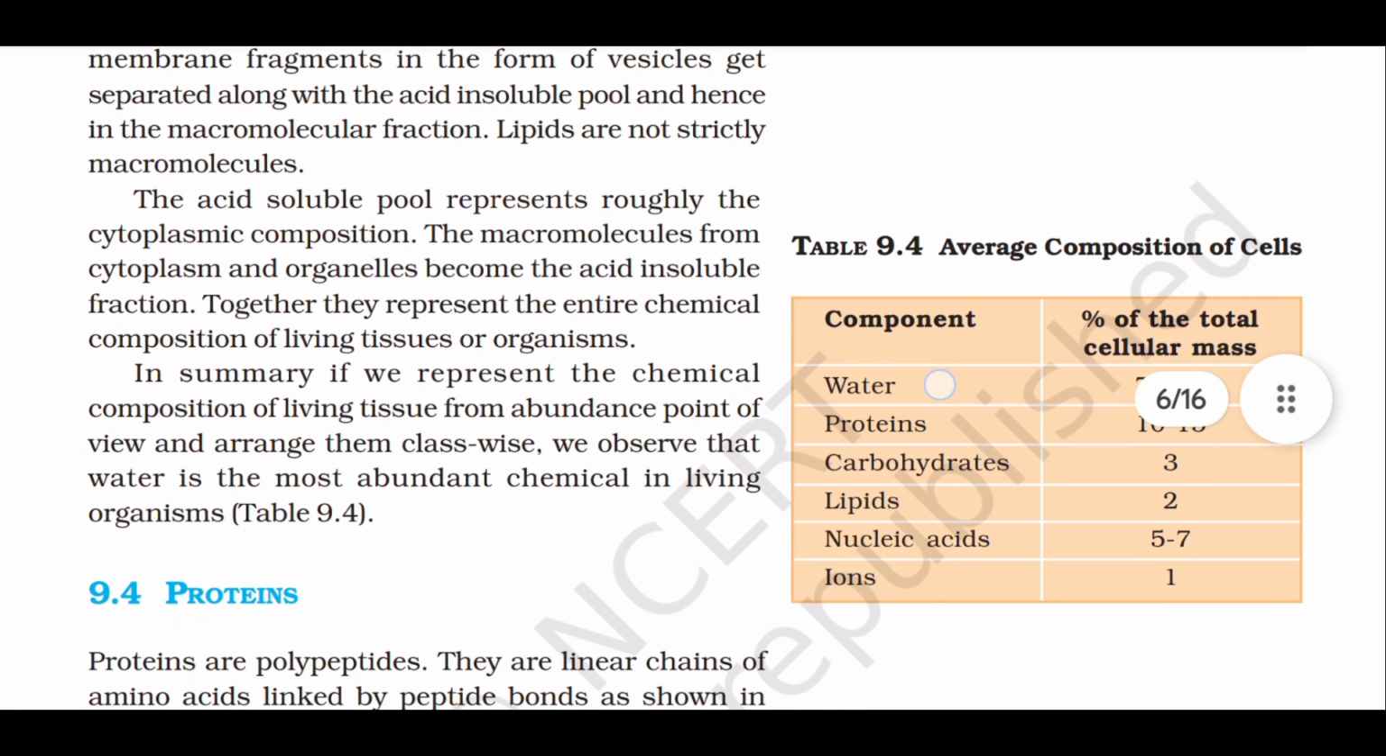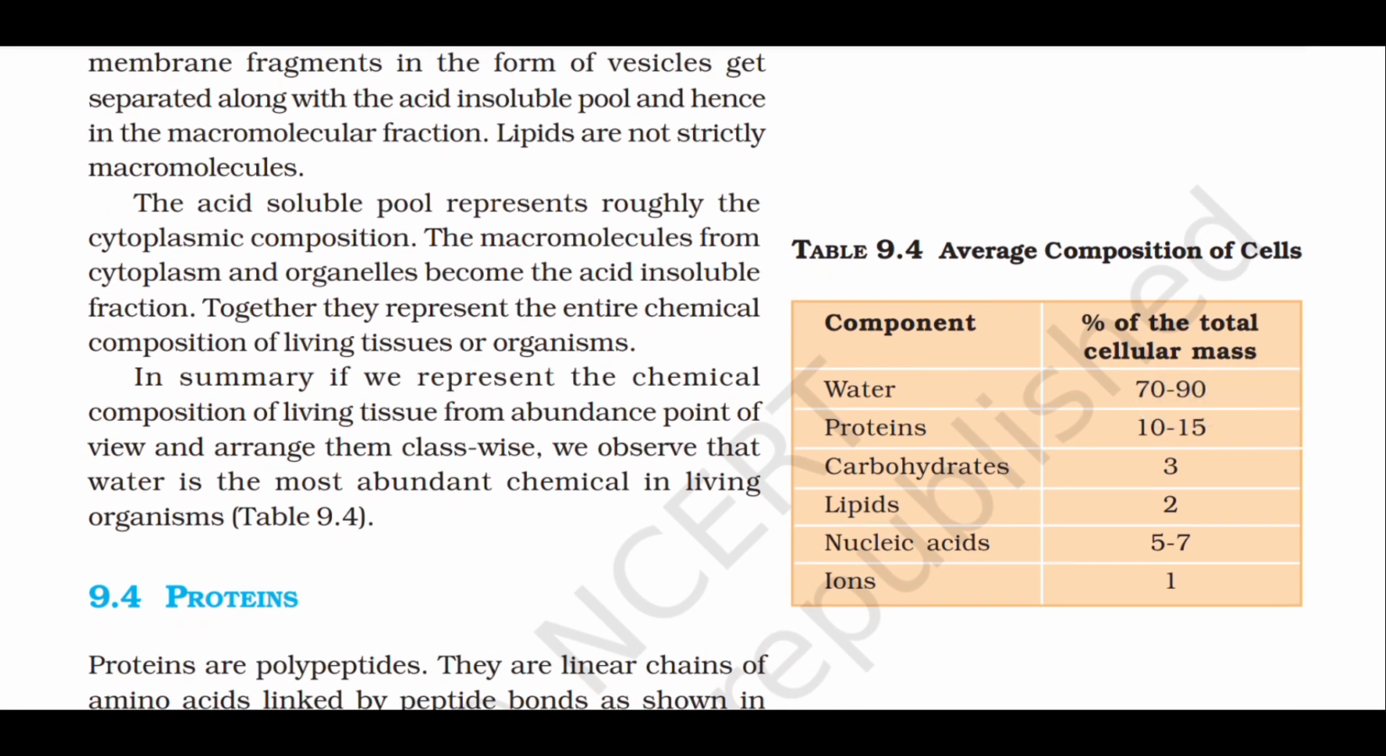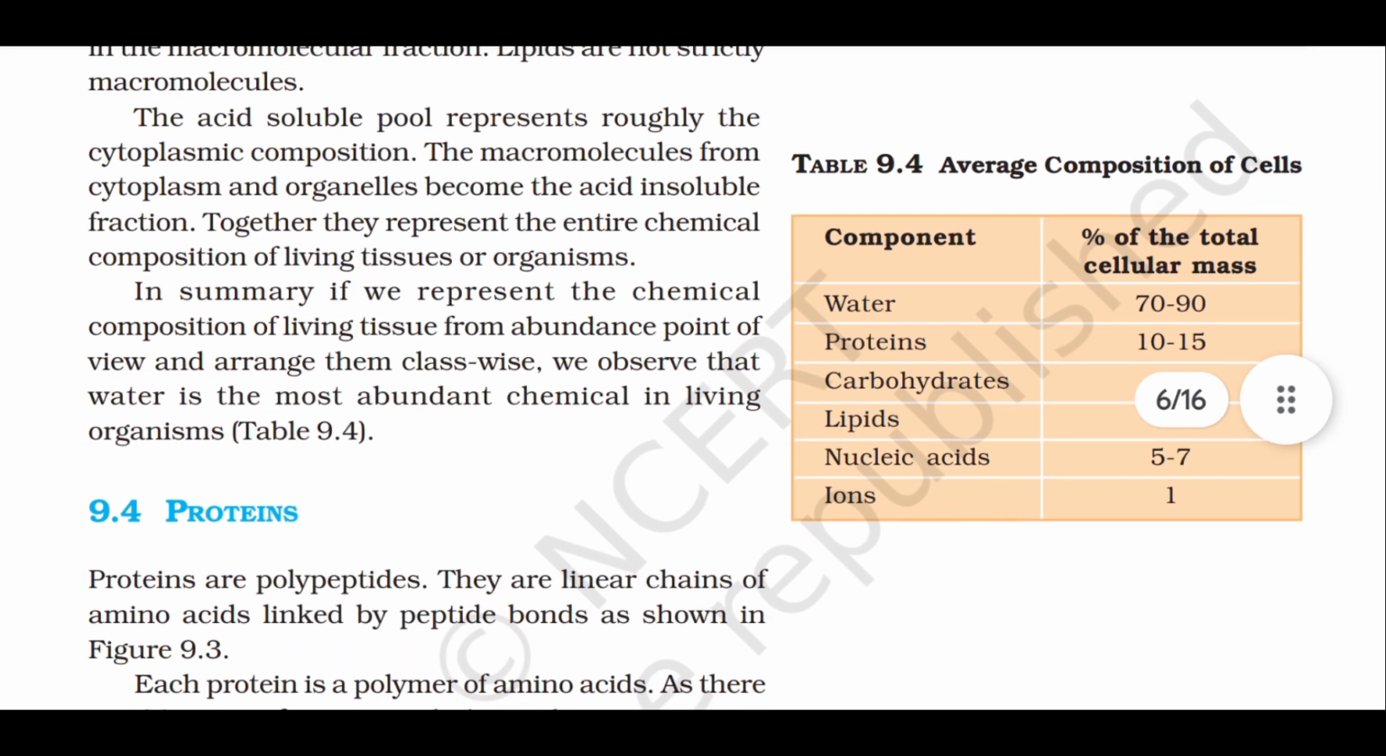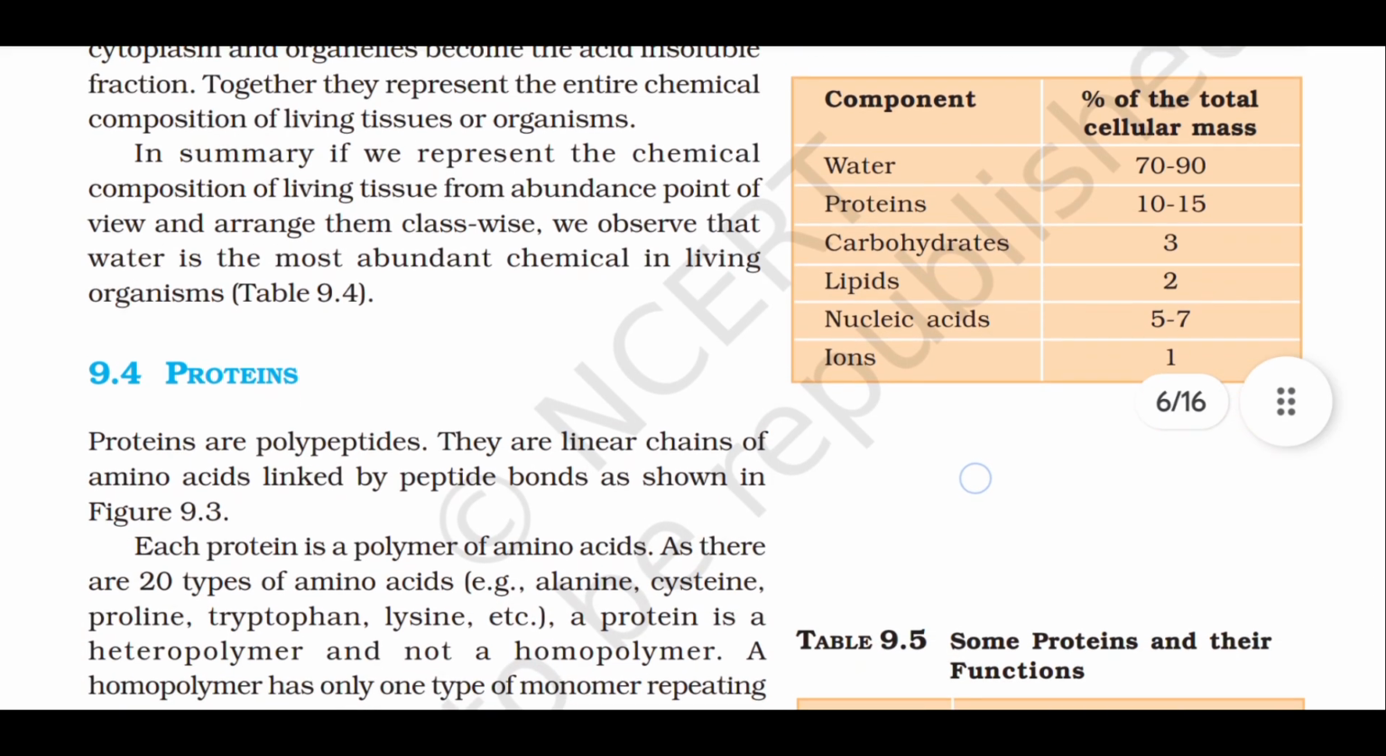The acid-soluble pool represents roughly the cytoplasmic composition. The macromolecules from cytoplasm and organelles become the acid-insoluble fraction. Together, they represent the entire chemical composition of living tissues or organisms. In summary, if we represent the chemical composition of living tissue from the abundance point of view and arrange them class-wise, we observe that water is the most abundant chemical in living organisms.